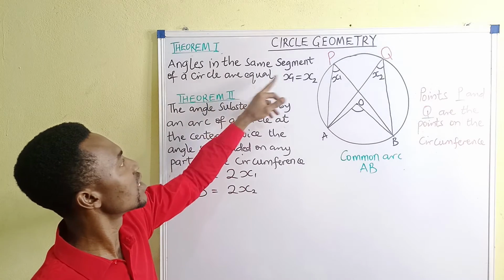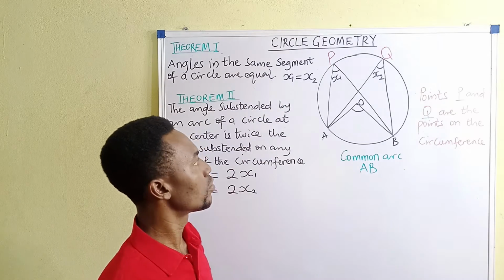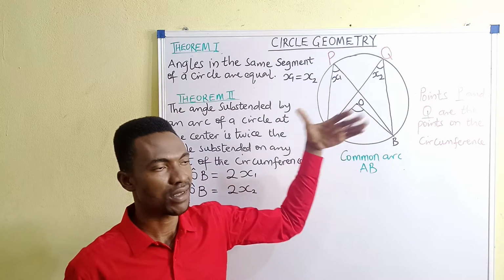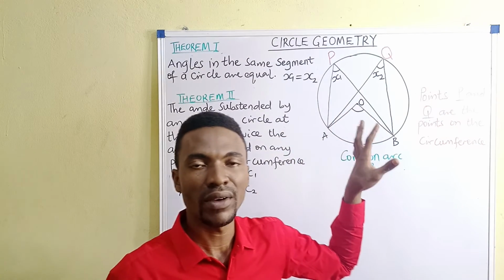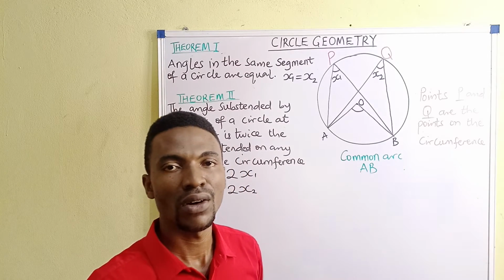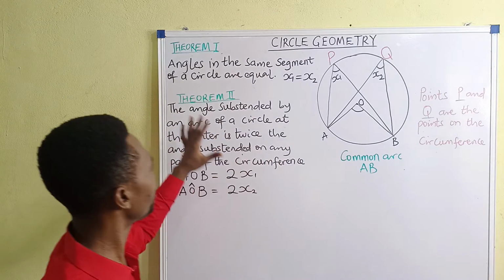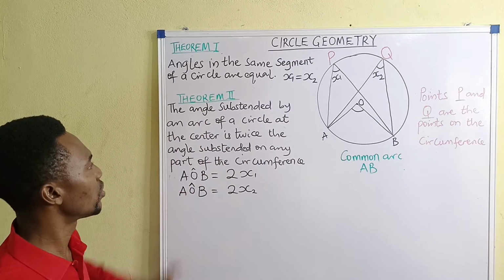Angles in the same segment of a circle are equal. When you do that by construction, you'll be able to prove that. But we're not going to be constructing in this class. In subsequent classes, we have done videos on construction. You can do well to follow our class on construction for deeper understanding of construction. But for now, let's move to Theorem 2.